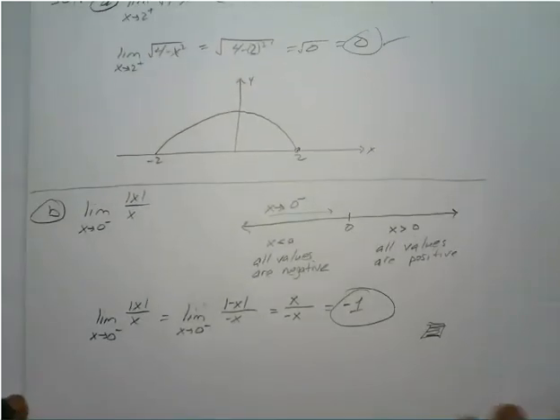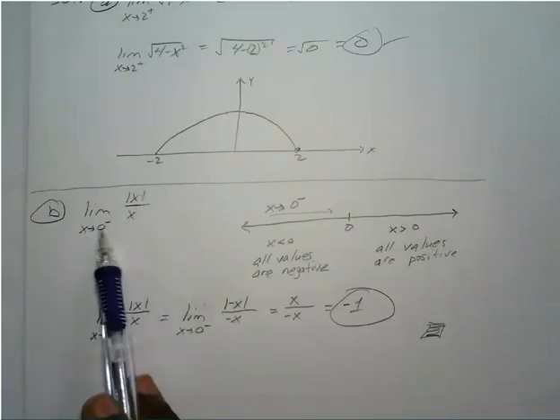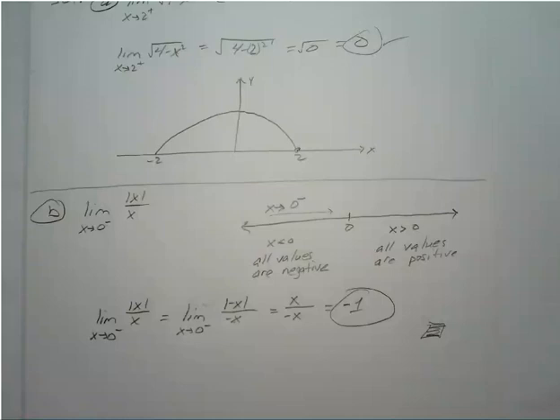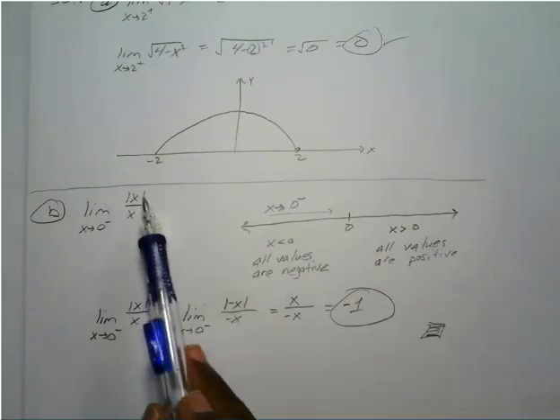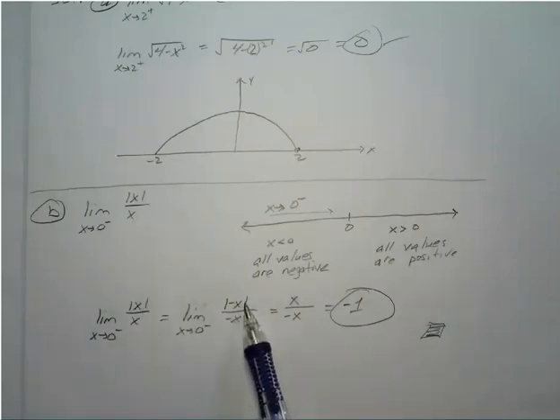Now if you did the same thing for the limit of the absolute value of x over x as x approaches 0 from the right, you would actually get positive 1. Because all the x values are positive, you'd end up with x over positive x instead of x over negative x.